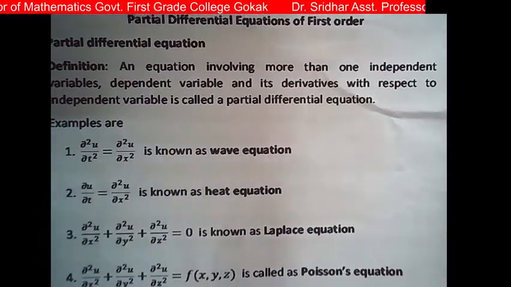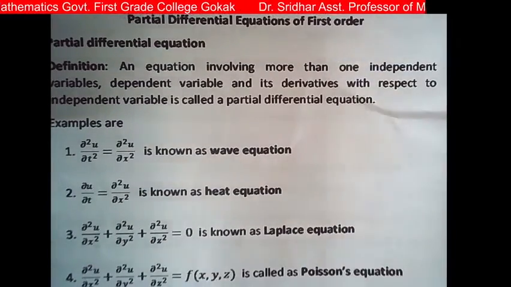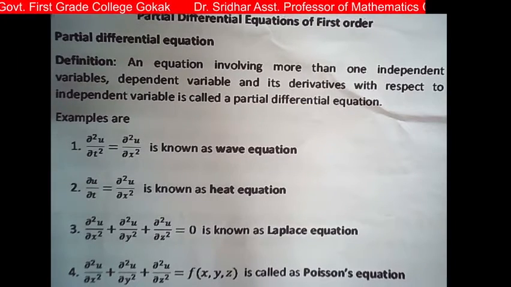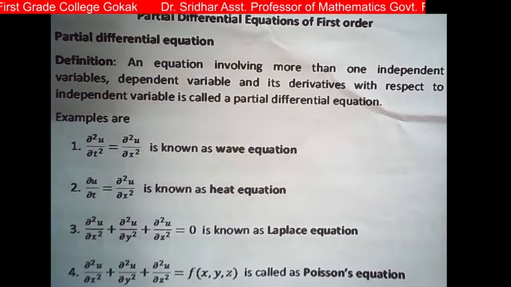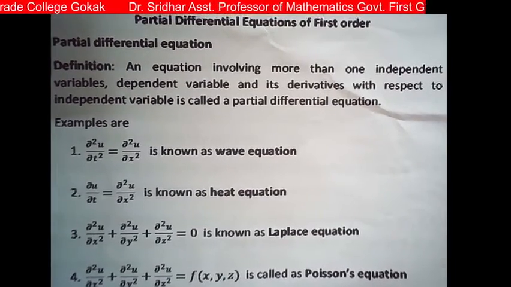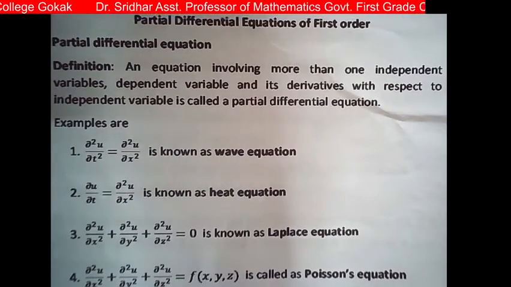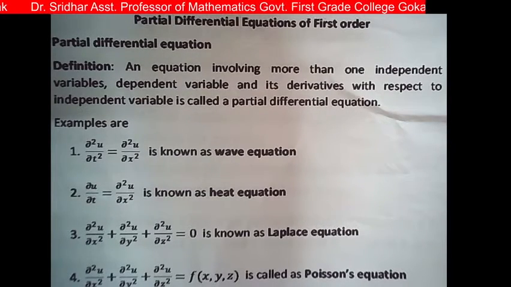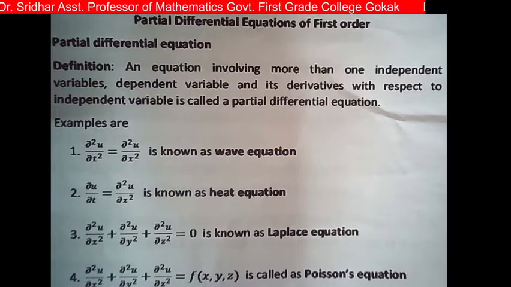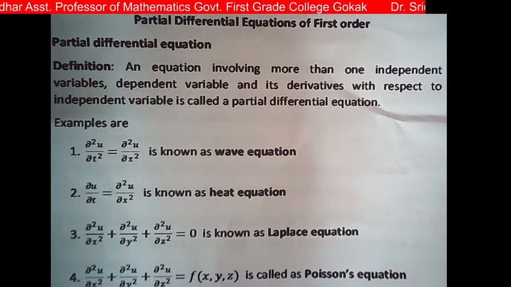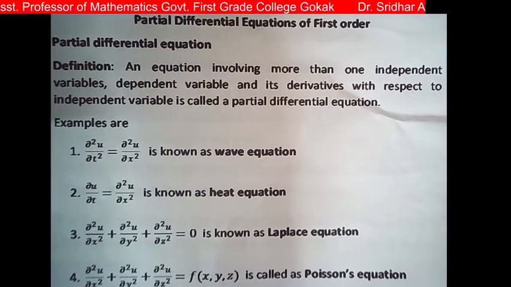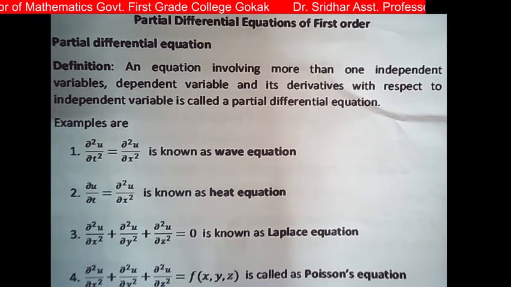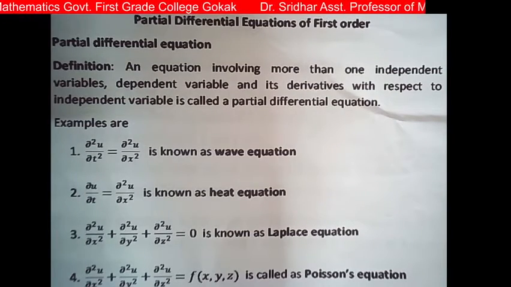Next we come to the partial differential equation. So what does partial differential equation mean? It is a differential equation which involves more than one independent variable, and then a dependent variable and its derivative. It is called the partial differential equation.